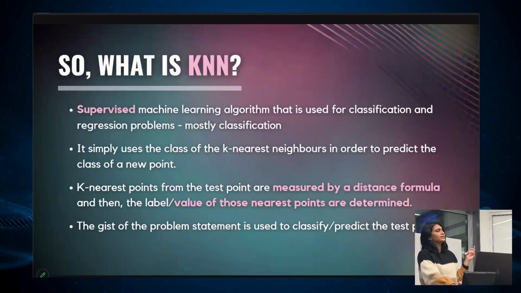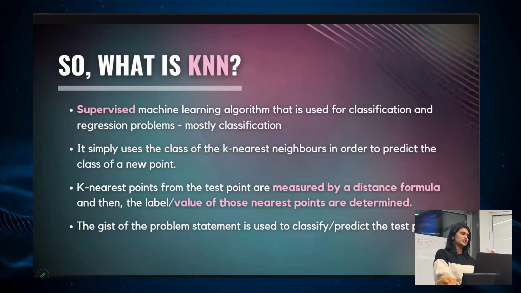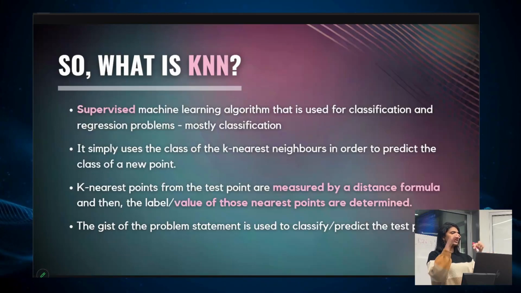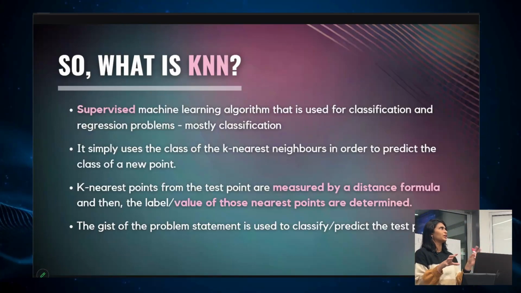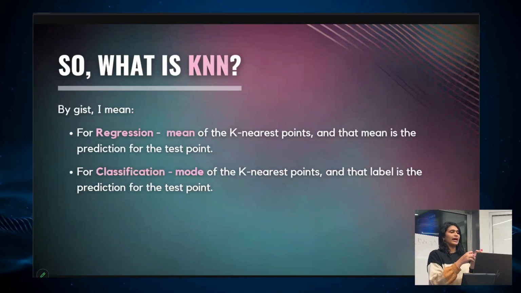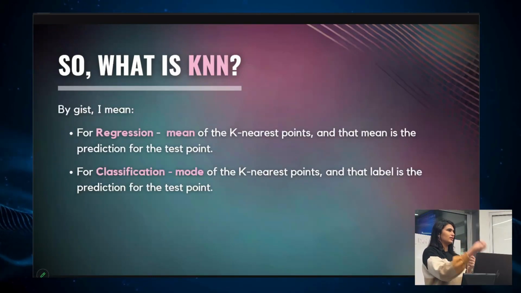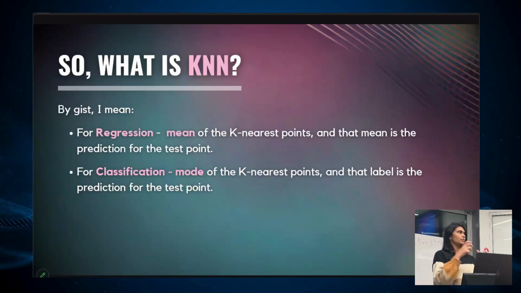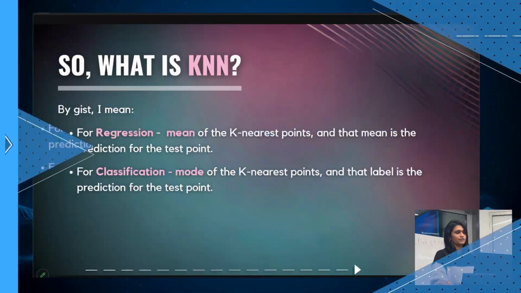Like I said, KNN is a supervised machine learning algorithm. It's used for both classification and regression. What it does is that it takes a new point and sees which are the closest points to it, and depending on that, it'll take a decision. The distance we measure using certain formulas, which we'll discuss in the coming slides, and we'll find the nearest points to the specific point. For regression, we take the mean of those points, and the mean would be the prediction for the test point. And for classification, we take the mode, and the label of that specific class would be the output of the classification.